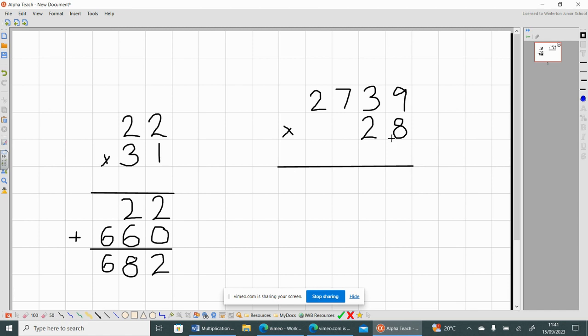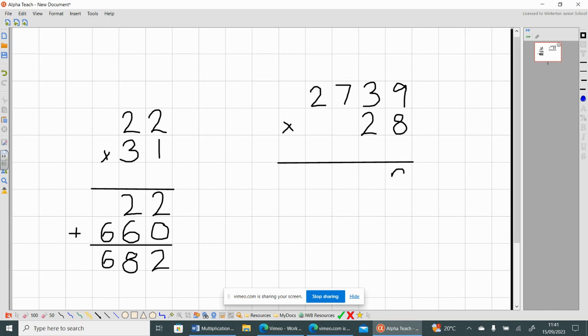So the first part would be 8 multiplied by 9, which is 72. So I could put my 2 there. That 7 moves into the next column above the line. 8 multiplied by 3 is 24. Add that 7 is 31. So I'd be able to put my 1 there, my 3 there, and I'd cross out the 7 so I know I've used it. 8 multiplied by 7 is 56. Add that 3 is 59. So I'll be able to put my 9 just there, and then my 5 just there. Cross out that 3, so I know I've used it.